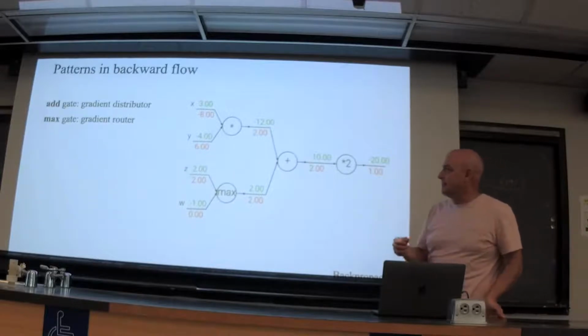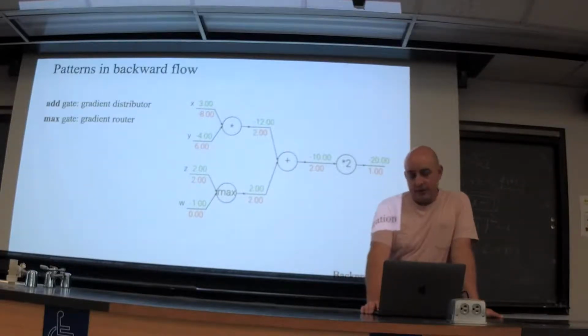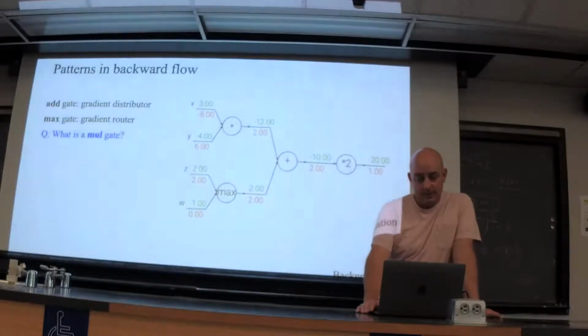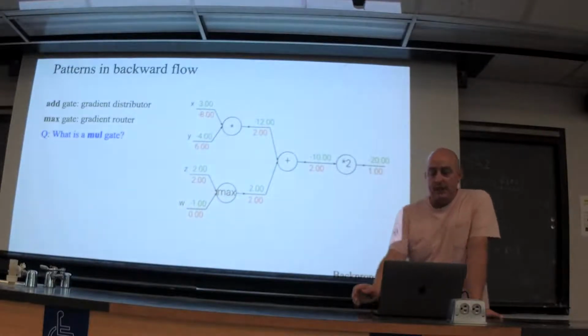All right. So this routes the gradient to the branch with the largest variable. What about multiplication? What does multiplication do?